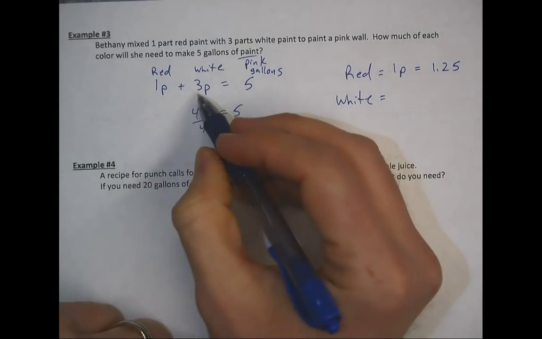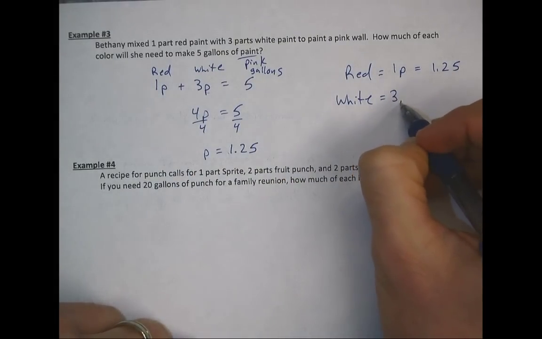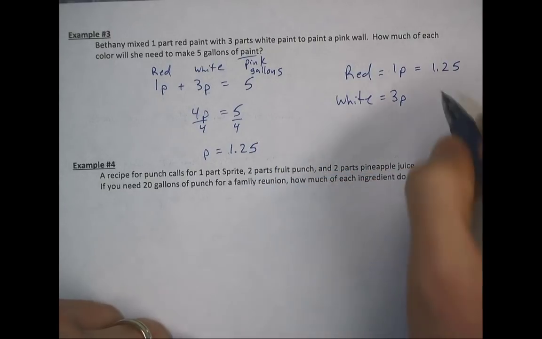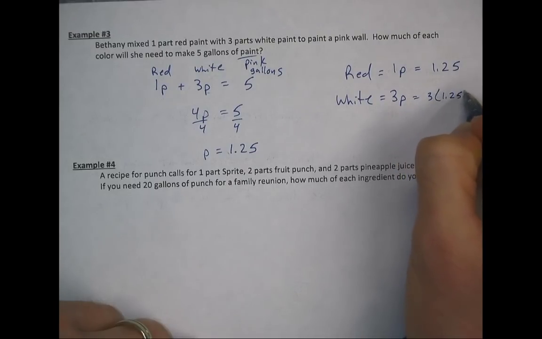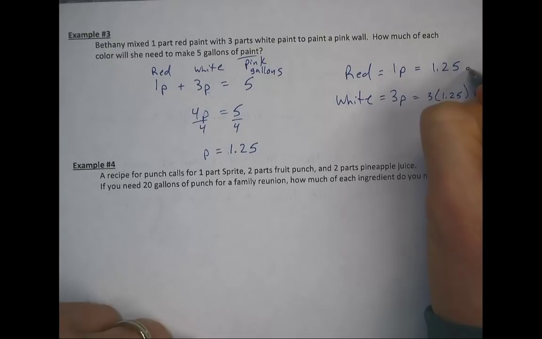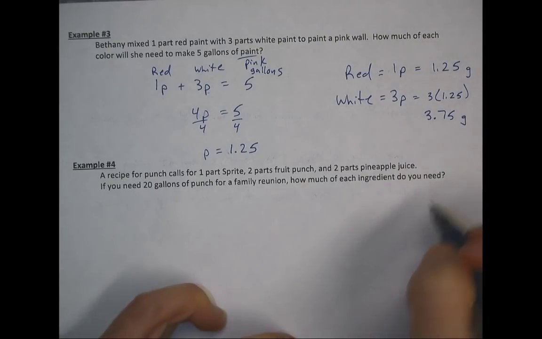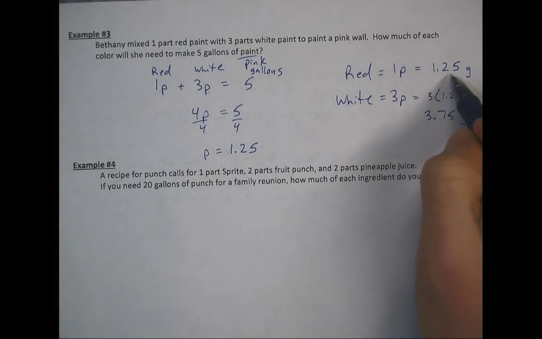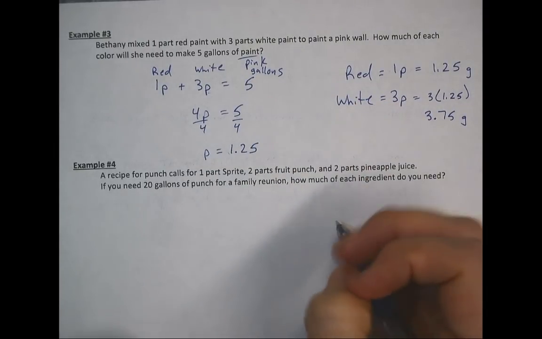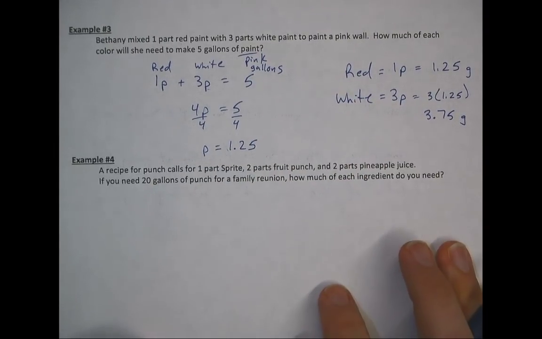And the white paint is represented by 3 times whatever p is. So we have to do 3 times 1.25. So I'm actually going to write that out. 3 times 1.25. What does that come out to? That comes out to 3.75 gallons. And if I add those two numbers together, 1.25 gallons of red plus 3.75 gallons of white, you do get 5 total gallons. So it's kind of like a little check, and you know you got it right.